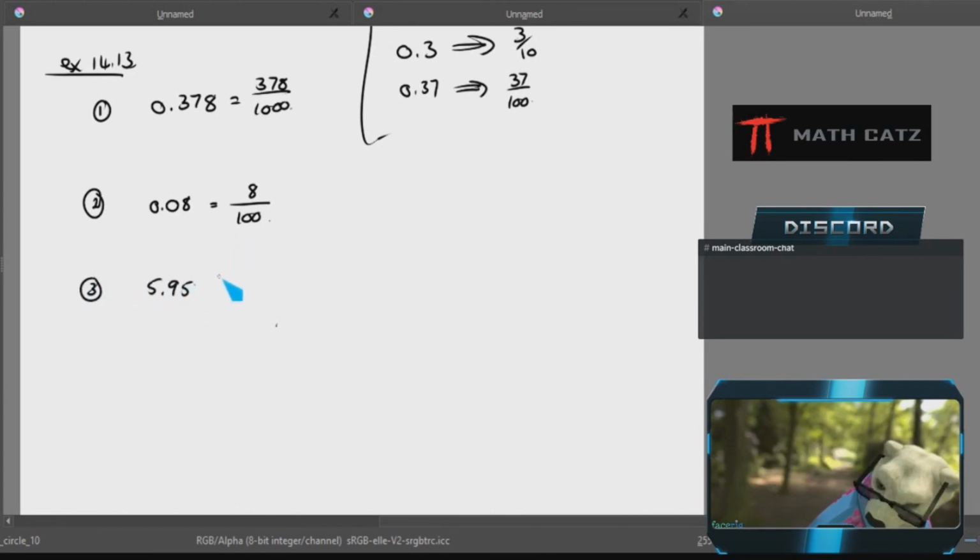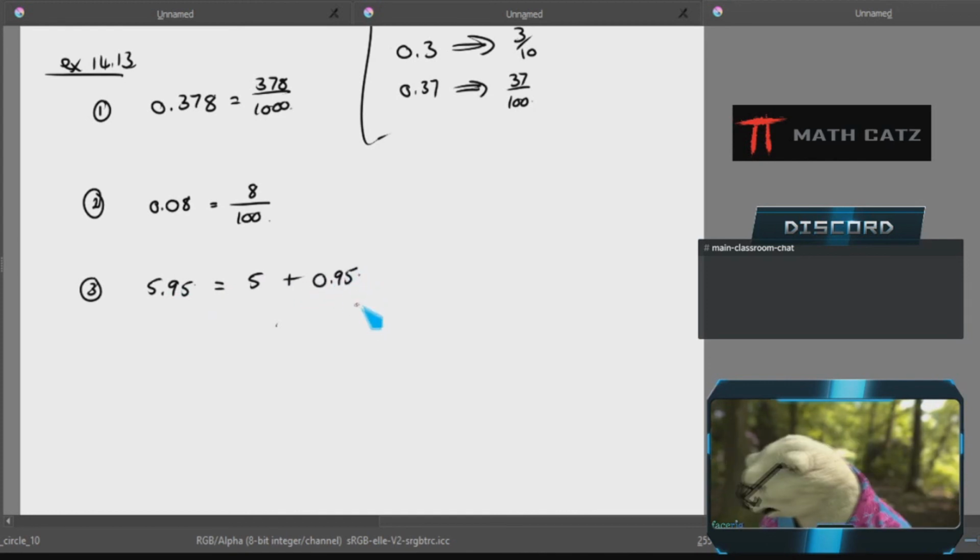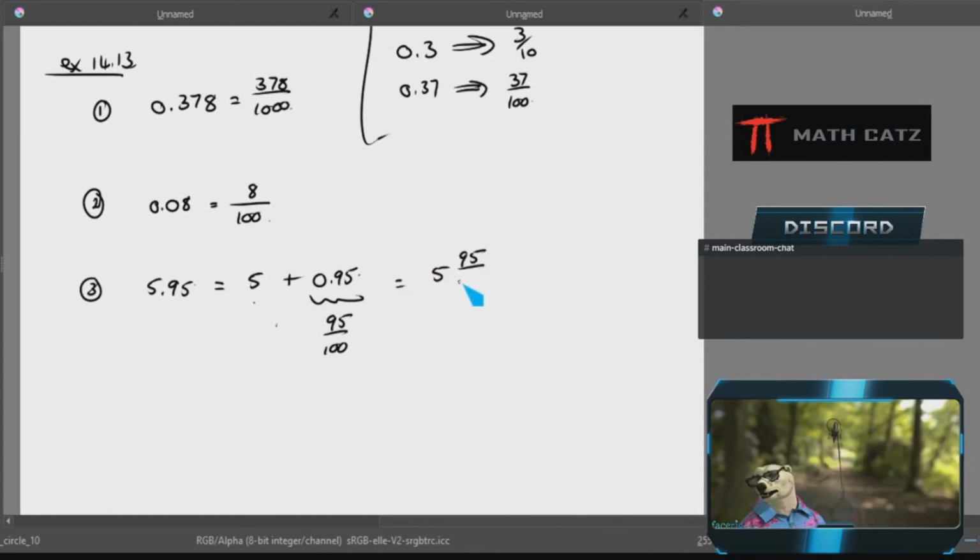0.95 is our next one. I don't care about the 5. I care about the decimal portion. I think it's better to do it this way, especially for what's coming up. This is just a 5, and 0.95 is 95 over 100. And I can then put it back into a mixed number, which is perhaps a more intuitive version. Or, of course, you could have gone 595 over 100 and have it as an improper fraction.